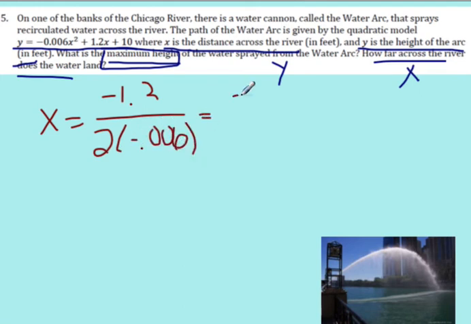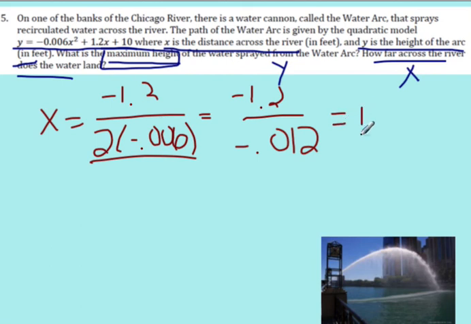So let's go ahead and multiply out that bottom. When you do 2 times negative 0.006, you end up getting negative 0.012. So now I'm going to take negative 1.2 and divide it by negative 0.012. And when I do that, I end up getting 100 feet.